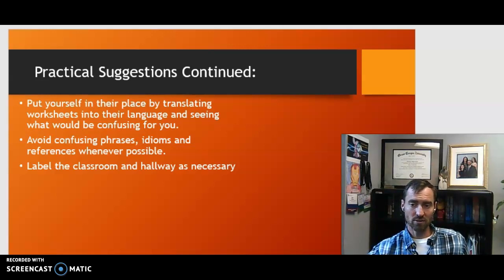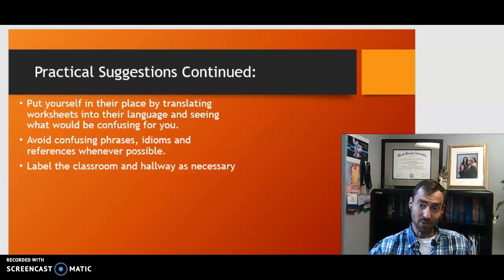I mean, let's say you have a yellow line on your playground of the path they're supposed to go, and you go, oh, follow the yellow brick road, and you think everyone knows Wizard of Oz. Well, some kids don't, right? And so those are the kind of things you need to avoid. Finally, label your classroom and hallway as necessary.